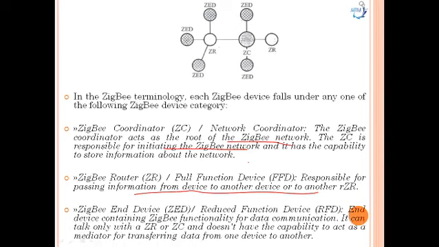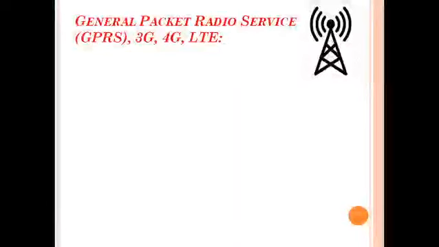And a ZigBee end device, ZED, or reduced function device, is responsible for the ZigBee functionality for data communication. It can talk only with the ZR or ZC, that is a ZigBee router or ZigBee coordinator, and does not have the capability to act as a mediator for transferring data from one device to another device. Now coming to the last communication interface, that is GPRS, 3G, 4G, LTE.